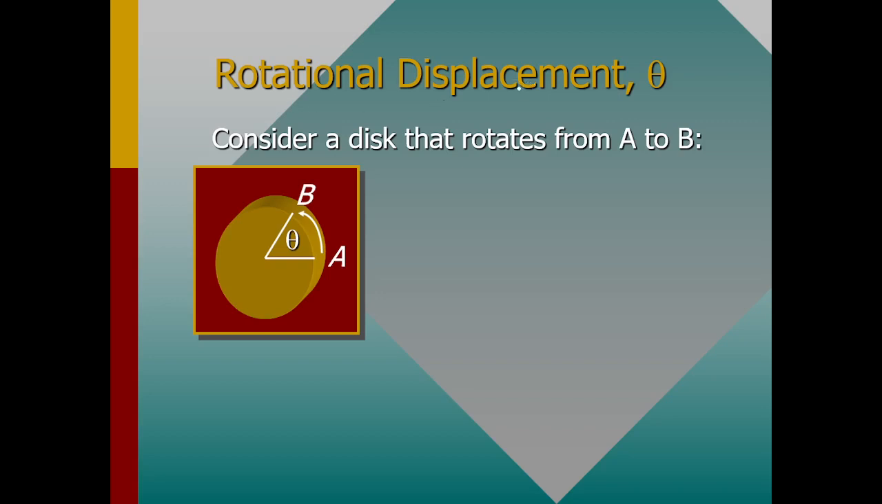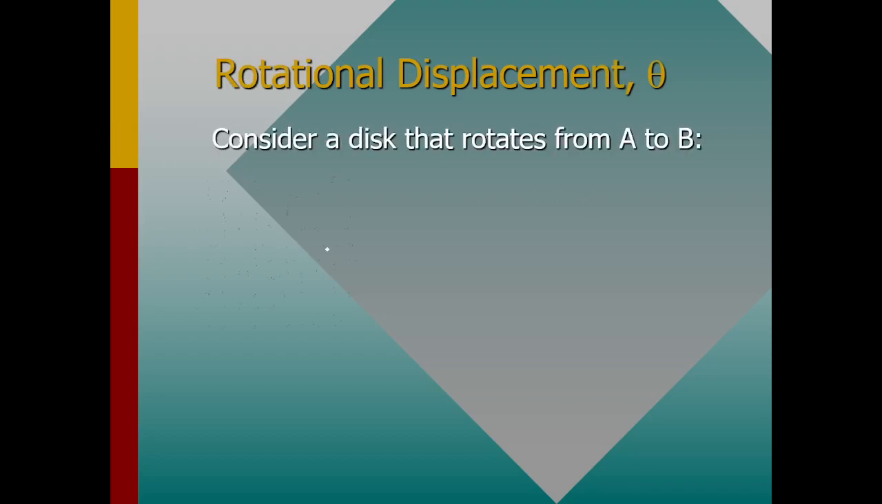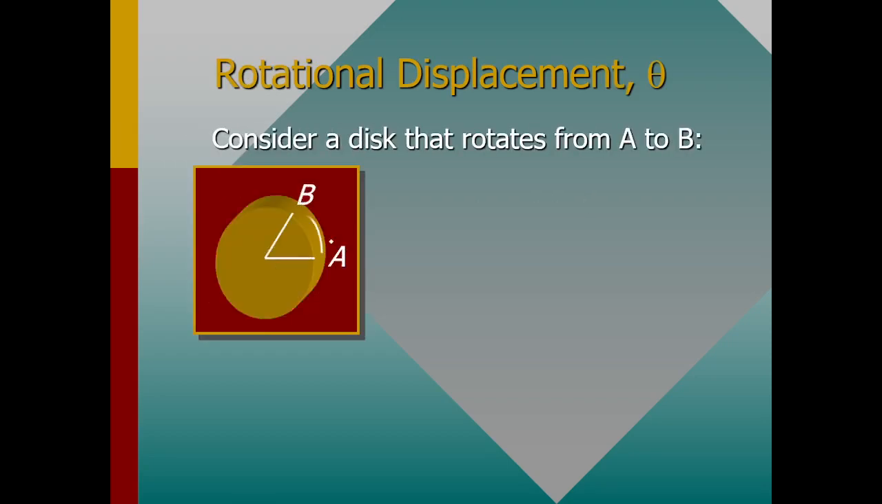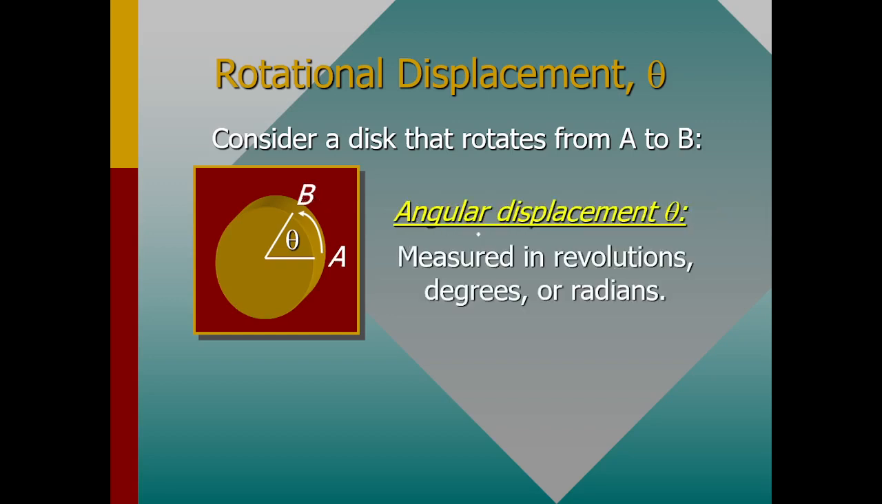Rotational displacement is normally represented by theta. We can consider a disk that rotates from point A to point B. If you look at this disk, it has moved from point A to point B, and it is forming this angle, which we are calling the rotational displacement. So the rotational displacement is just the distance which an object has covered from point A to point B.